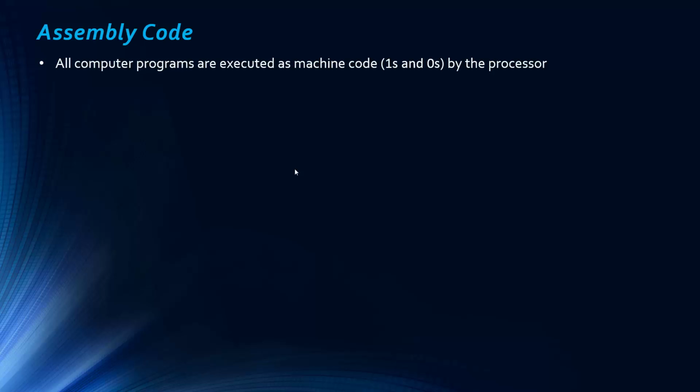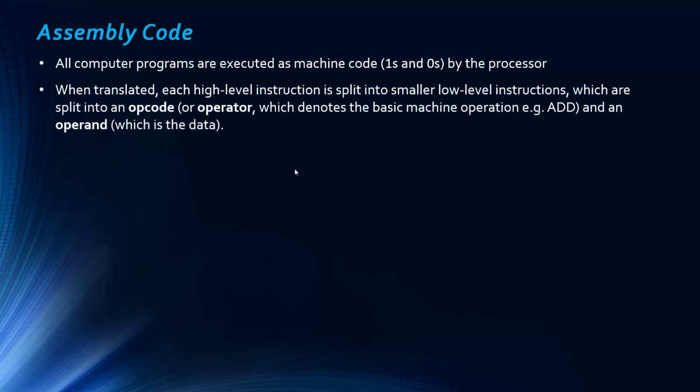But when computer programs are executed by a processor, they're executed as machine code. So the data and instructions being transferred around in the fetch execute cycle are all in 1s and 0s, just binary patterns, and so they're executed as machine code by the processor. And when you translate from a high level language like Python or Java, which is covered in a future video, each high level instruction is split into smaller low level instructions, and assembly code is a low level language.